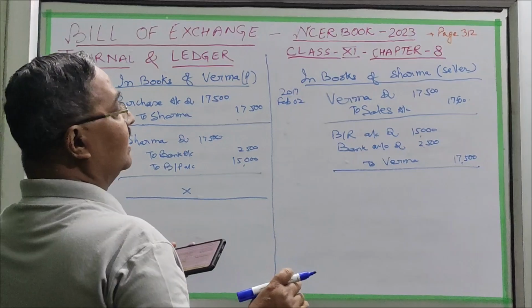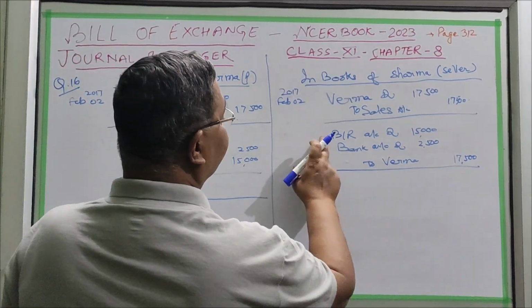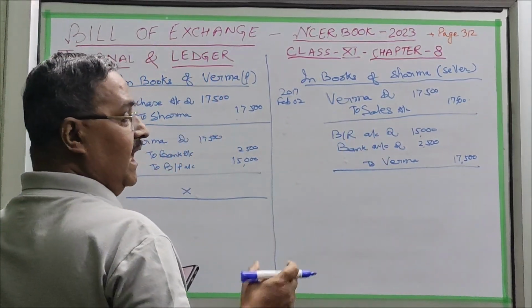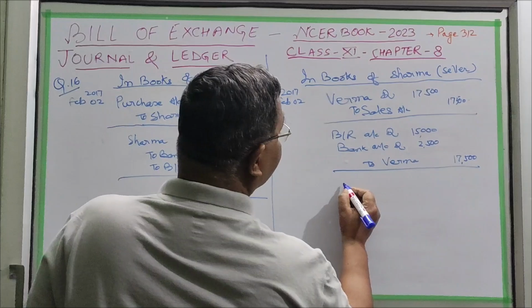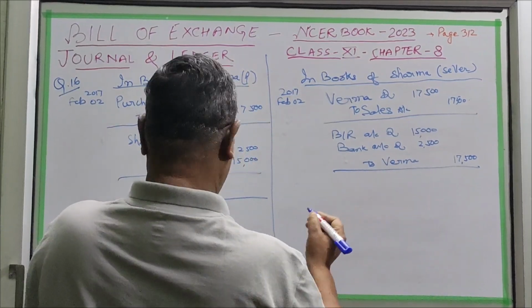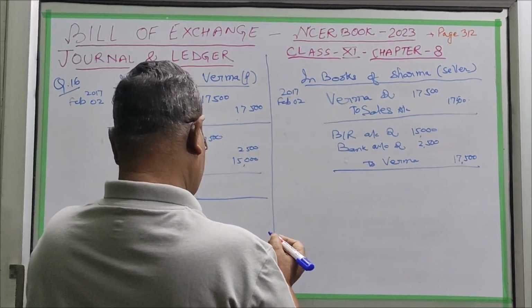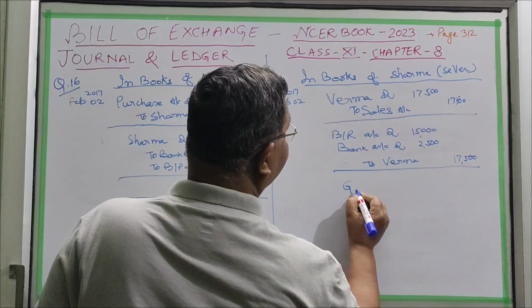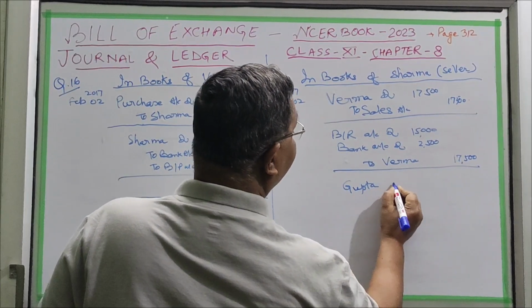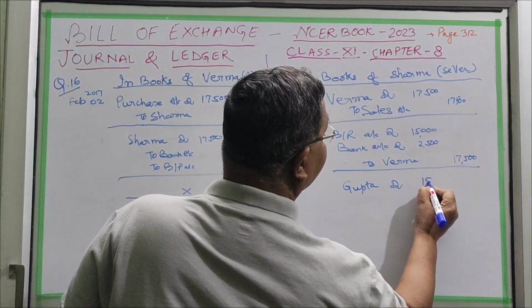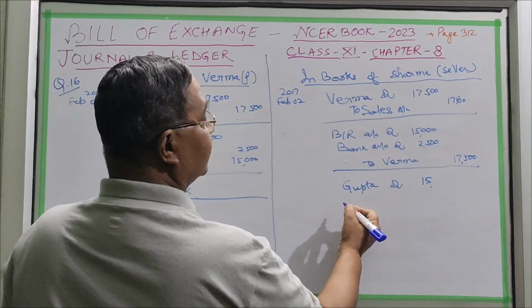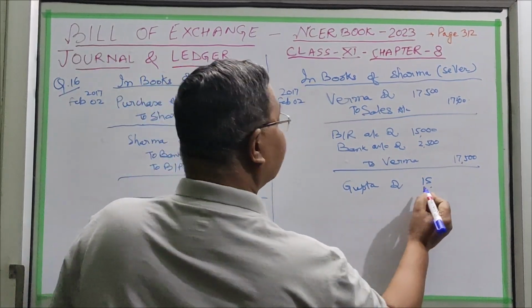For 15,400, he settled the amount with this bill of 15,000. It means something extra he got. So from Gupta, Gupta debit. What will Gupta debit? His full settlement. Now he is the receiver. Gupta is the receiver, so he became debit.